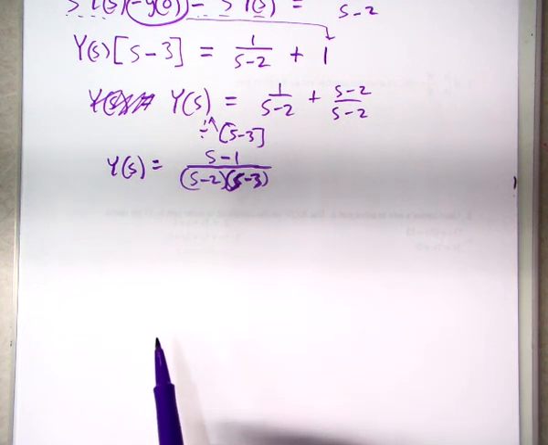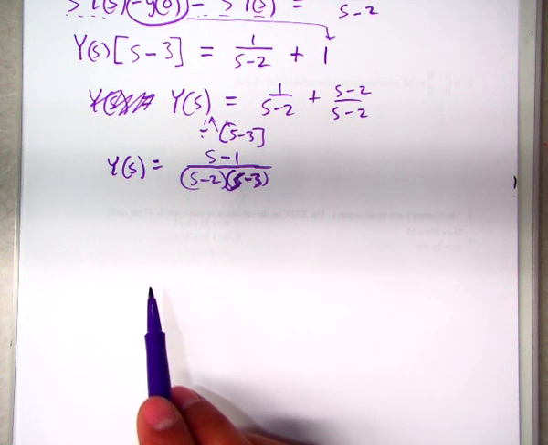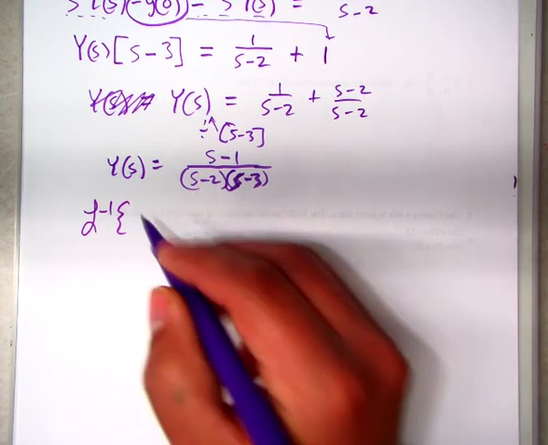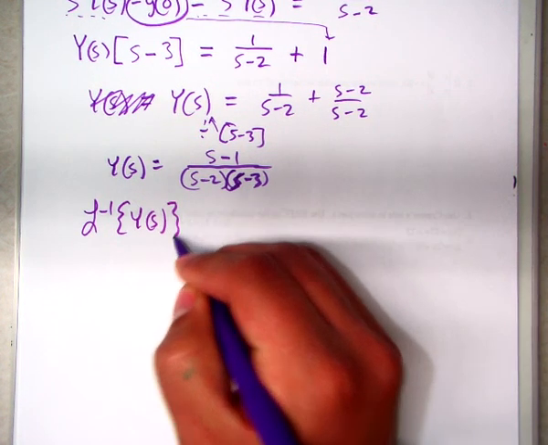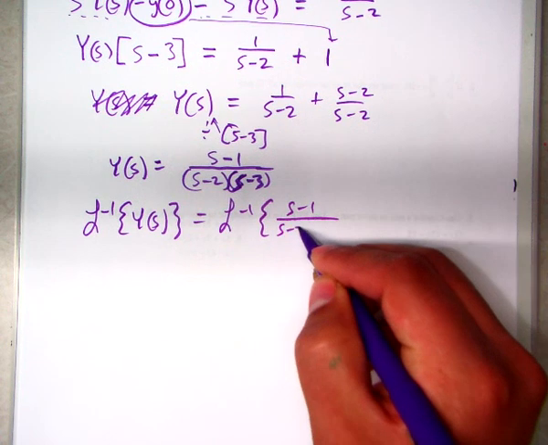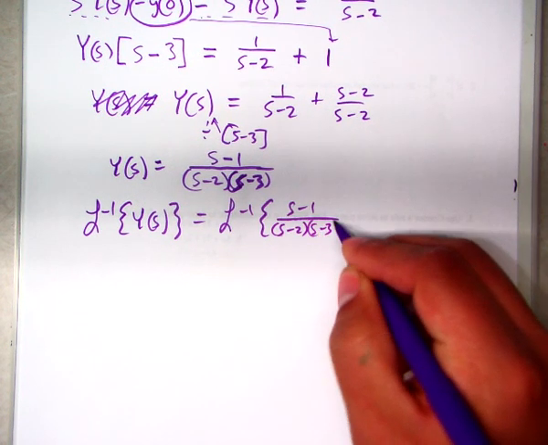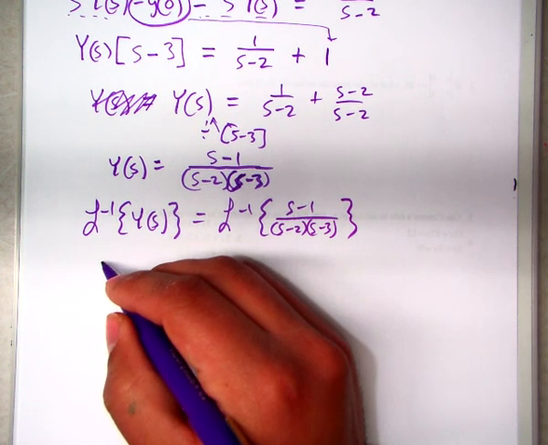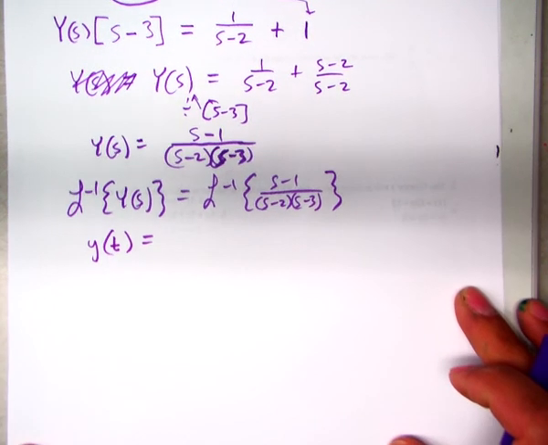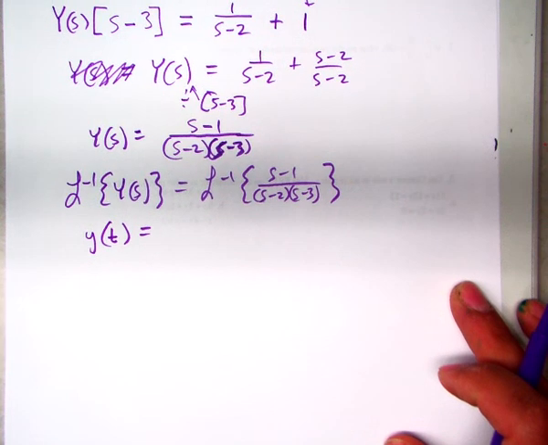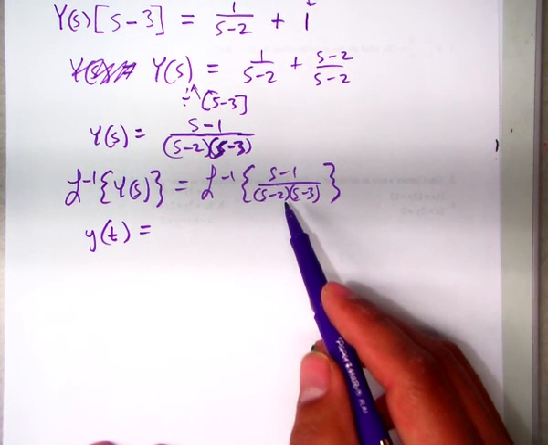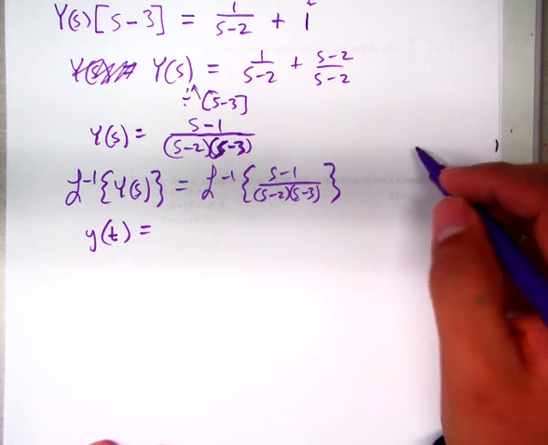And now all we have to do is what? Take the inverse of both sides. So then this will give us y of t. And now how should I find the inverse of this one here? Partial fractions. Okay, so let's do that real quick.